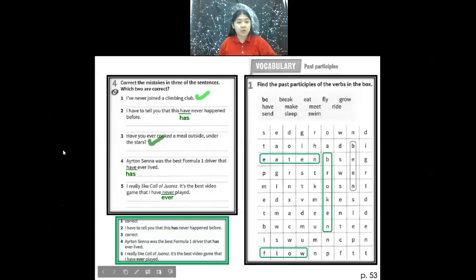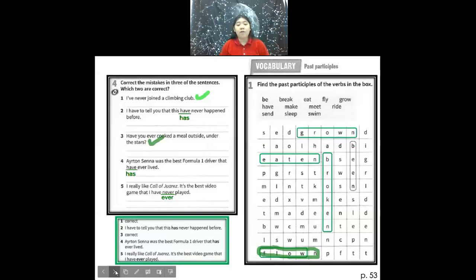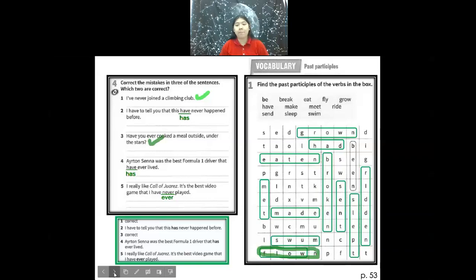Oh, here it's not correct. It should be flown. The whole thing is not highlighting correctly. Flown, the whole thing. Grow, grown. Have, had. Make, made. Meet, met. Write, written. Send, sent. Sleep, slept. Swim, swum.